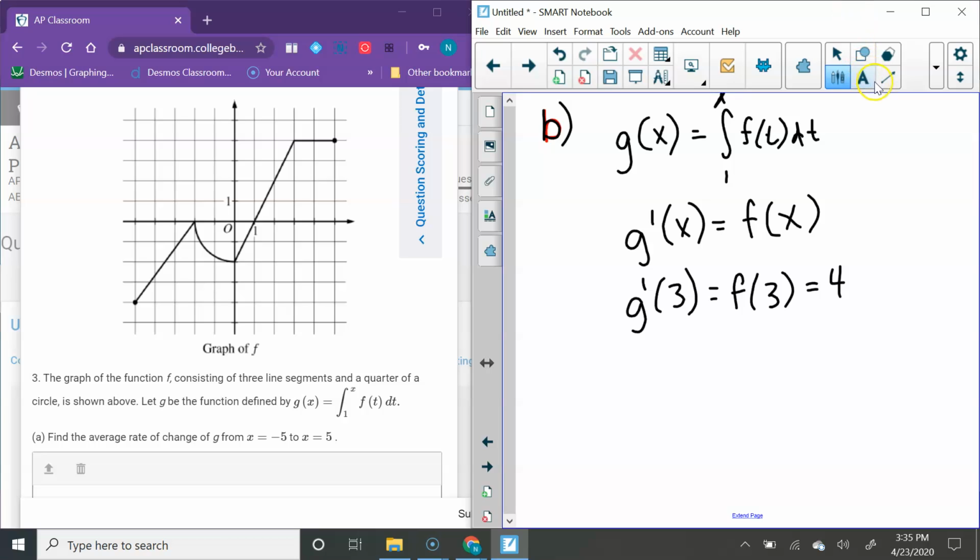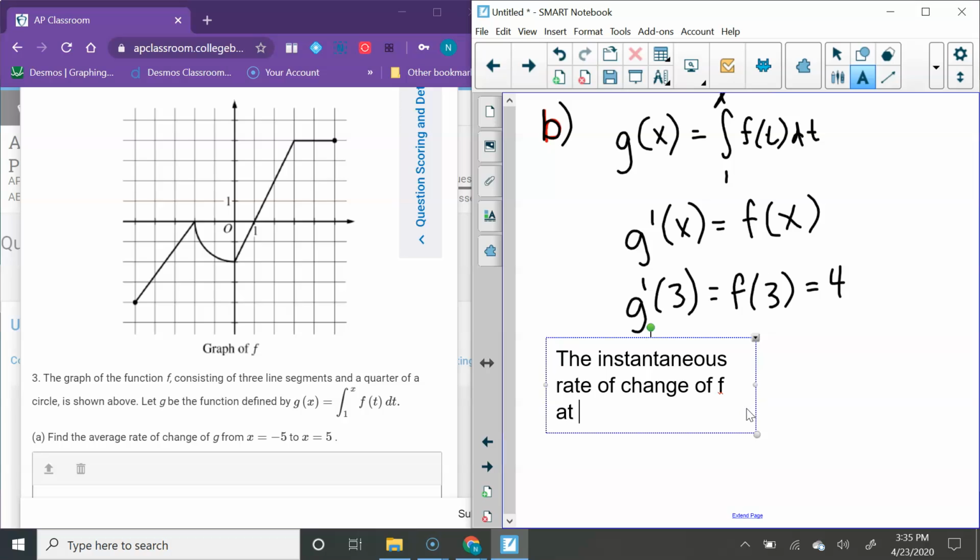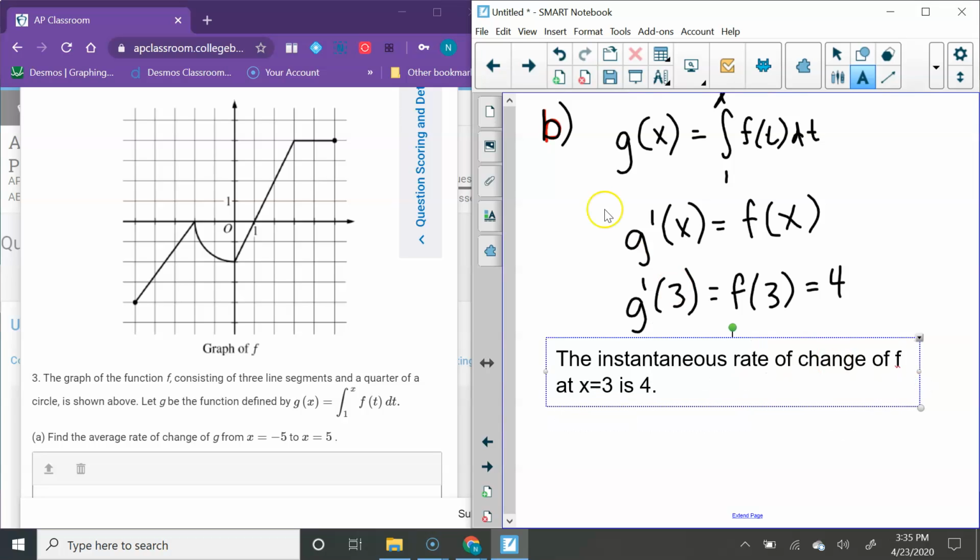So it'd probably be best to say the instantaneous rate of change of g at x equals 3 is 4 right there. I'm not sure that would be required, but it will not hurt anything for you to write that out.